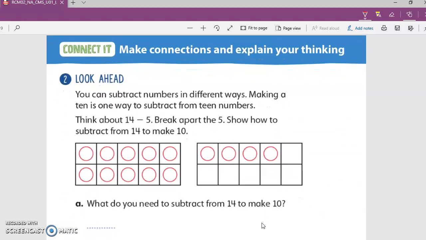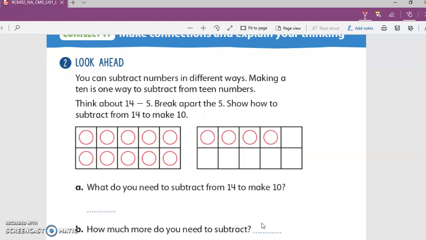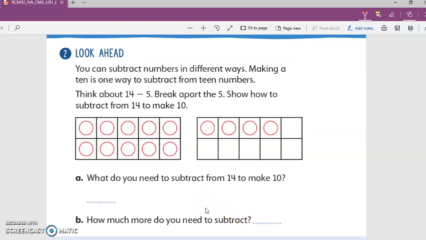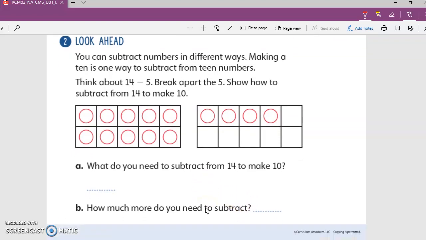So looking ahead, you can subtract numbers in different ways. Making a 10 is one way to subtract from teen numbers. So if you think about 14 minus 5, you can break apart the 5 to show how to subtract from 14 to make 10. We talked about how to make 10 to add, and we had to break apart this number when we were making 10. This is the same concept. We're just going backwards with it since we are subtracting.